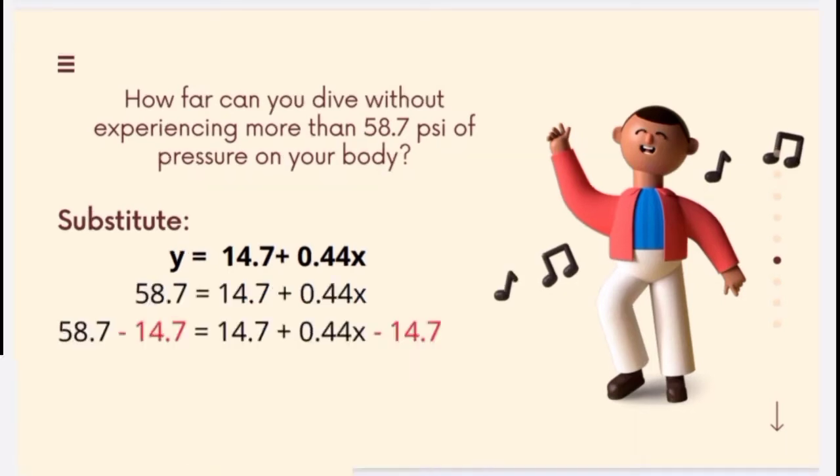To isolate x on one side, we have to subtract 14.7 from both sides. Operating on the left side, 58.7 minus 14.7 equals 44. Divide both sides by 0.44 to get x. Therefore, our final answer is 100. With this, we can say that for a diver not to experience more than 58.7 psi of pressure on his or her body, he or she should not dive more than 100 feet.